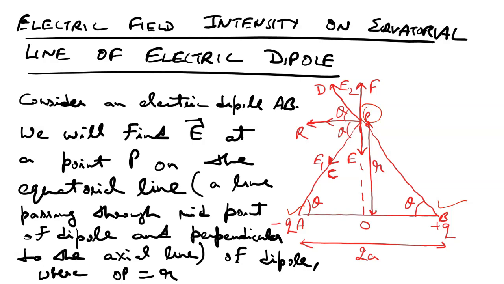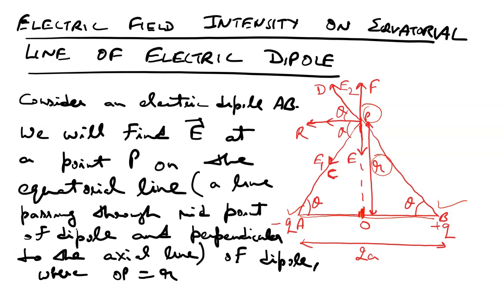A line passing through the midpoint of the dipole and perpendicular to the axial line is known as the equatorial line of the dipole. I have already discussed the meaning of dipoles in my previous lecture. Here we can take OP equal to r.